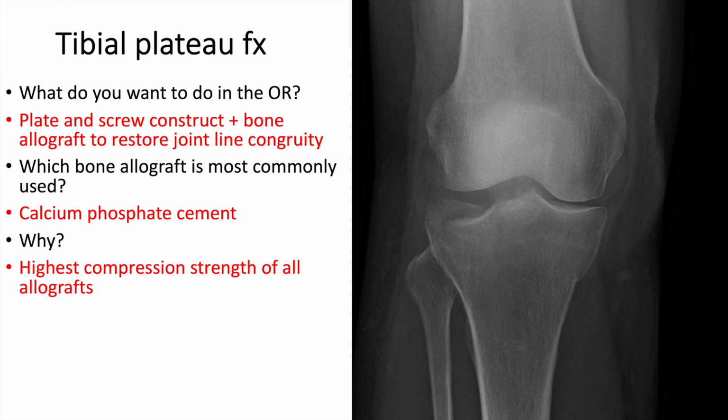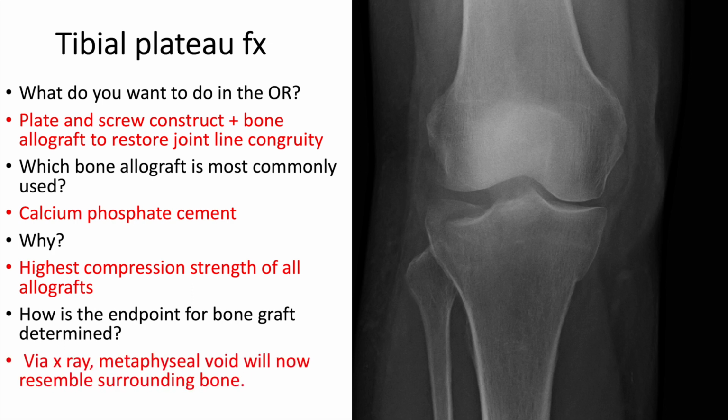All right, and so when you're performing the bone graft, how do you determine when you're done? All right, you're going to use X-ray, fluoro obviously, because you're in the OR, and whatever metaphyseal void you had, it'll resemble the surrounding bone. All right, so you're going to keep putting in bone graft until that void that you used to make the bone tamp is going to look like the surrounding bone. So you won't be able to tell any difference. So that's your endpoint for how much bone graft you're going to put in.